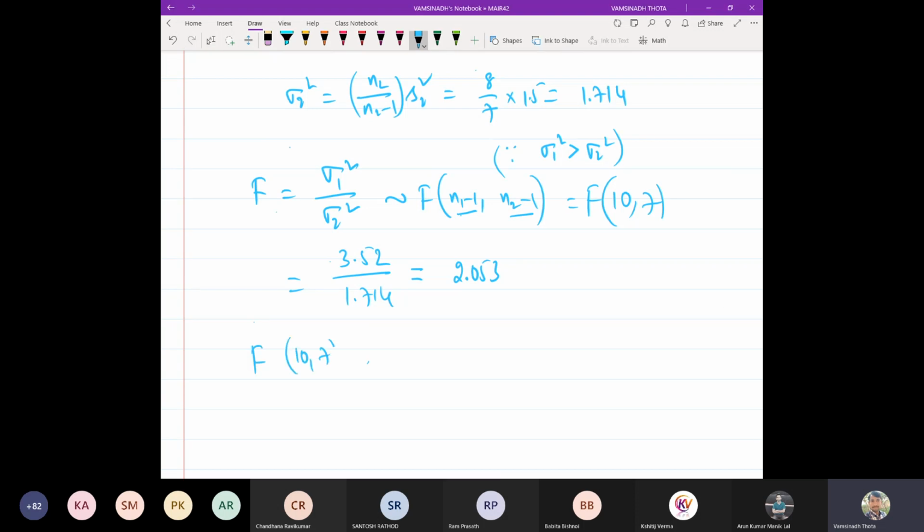So 10 comma 7 degrees of freedom, alpha is equal to 5%, so that is 0.05. So could you please get the table value for the F distribution? In the F distribution, there are only two tables. One table is for 5% and another table is for 1%. Along the rows will give you the second degrees of freedom. Columns will give you the first degrees of freedom.